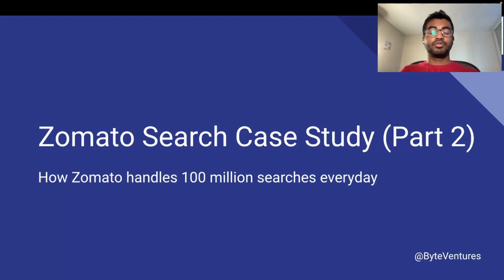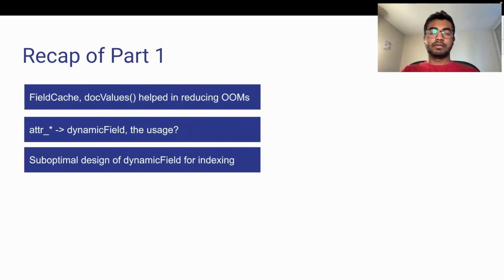All right. For those who have watched part one and have forgotten a little bit, here is a sweet little recap. We saw that while Zomato was scaling its search engine, it faced a lot of out-of-memory exceptions. That was the primary use case. It was due to the field cache, and some of it was solved using a mock document that was getting indexed, but that was not a perfect solution. Eventually, they landed on doc values, which helped them resolve the issues completely.